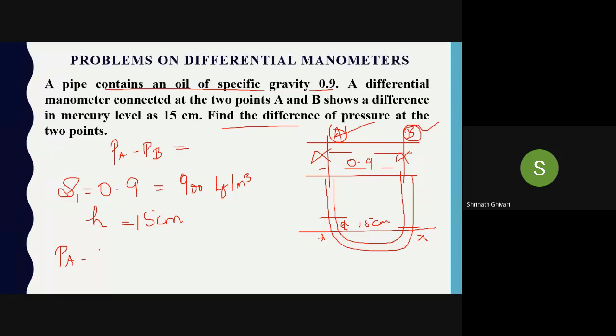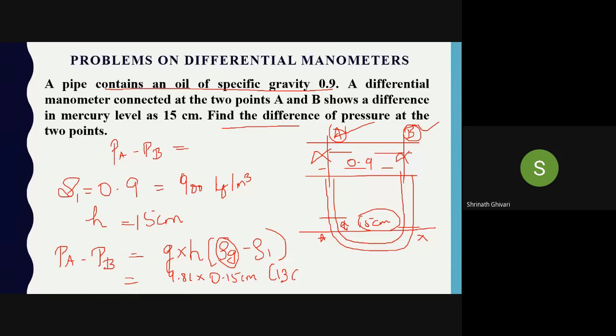So PA minus PB will be equal to what? It is g into h, into rho g, that is the mercury density, minus rho 1, the density of the fluid flowing through the pipe. As we have only one pipe, we find the pressure difference given by H, 15 centimeter. So 9.81 into H, which is 15 centimeter, therefore 0.15 meter, into 13,600 minus 900. What is the answer?